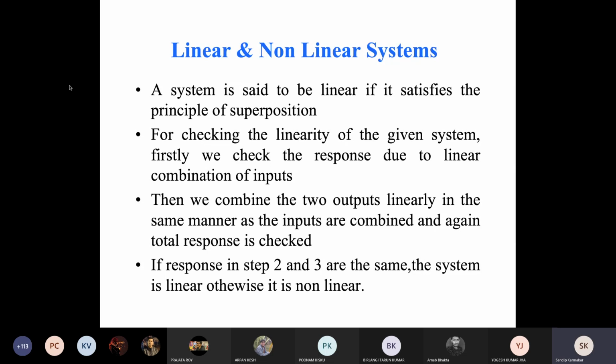So for checking nonlinearity of a given system, what do we do? Firstly, the response due to the linear combination of inputs is checked. Then we combine two outputs linearly in the same manner as the inputs are combined, and again the total response is checked. If the responses in steps 2 and 3 are the same, the system is linear, otherwise it is non-linear. Is it clear? Yes? Okay.